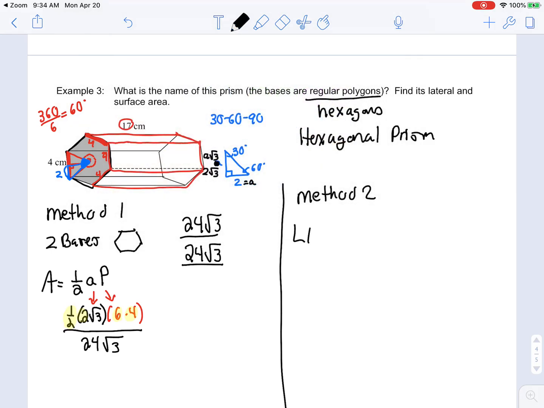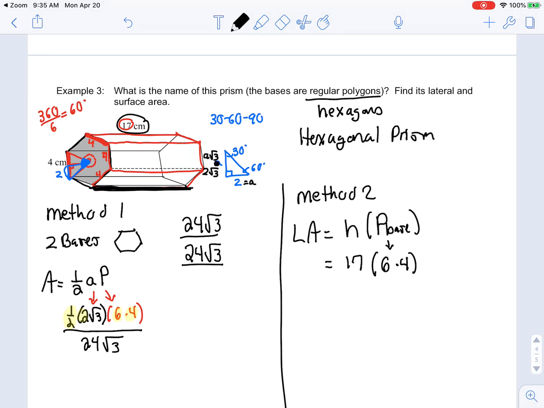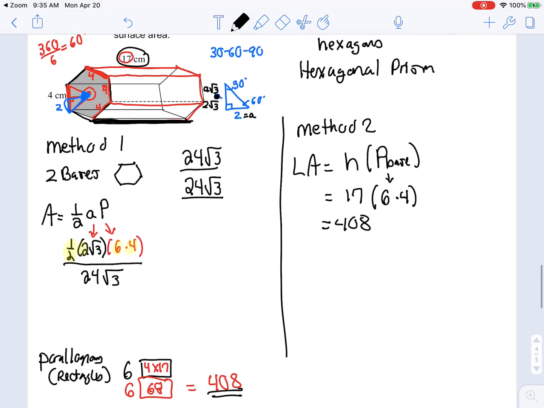Method 2 is saying, let's use our formulas. For the lateral area, we know that we're going to do the height of the prism times the perimeter of the base. Well, the base was a hexagon. That hexagon has 6 sides. Each side was 4 units. So for the perimeter of the base, it's just 6 times 4. The height of the prism is going to be that distance between the bases, and remember that distance between the bases was that 17. So for the lateral area, I'm going to do 17 times 6 times 4. And there is that 408.